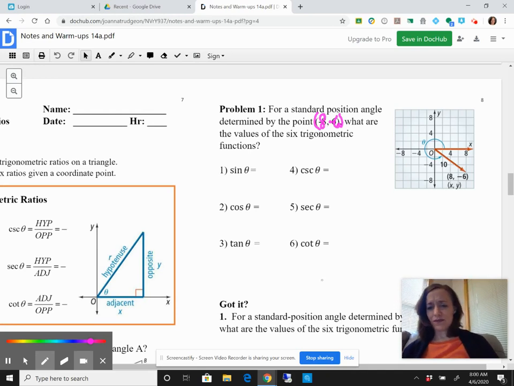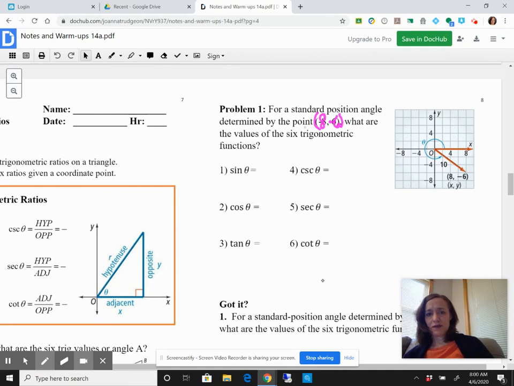I had a typo in my original notes. Your notes are fine. It says for a standard position angle determined by the point (8, -6). So here you see the point down here, (8, -6). What are the 6 trigonometric functions or ratios? So sine. If you want to analyze this triangle, yes, this angle is super big here, but focus on the reference angle, which would be to the x-axis. And this is your little triangle you can focus on, okay?